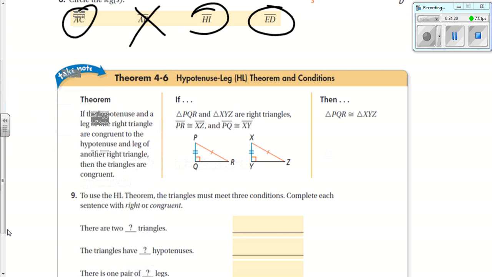So our last theorem, the hypotenuse leg theorem. If the hypotenuse and a leg of one right triangle are congruent to the hypotenuse and a leg of another right triangle, then the triangles are congruent. So if PQR and XYZ are right triangles, and PR is congruent to XZ, that's your hypotenuse, and PQ is congruent to XY, then they are congruent to each other. So you need one leg and one hypotenuse. You can't do this with 2 legs. You just need to know a leg and a hypotenuse. And obviously it has to be 90 degrees.